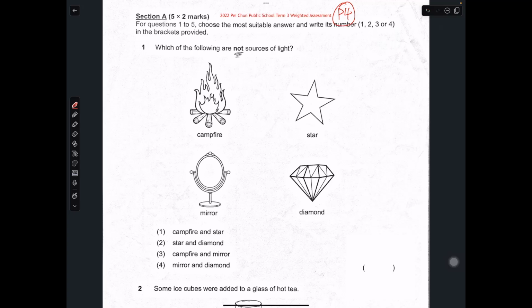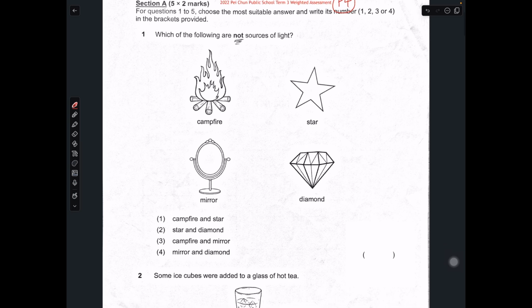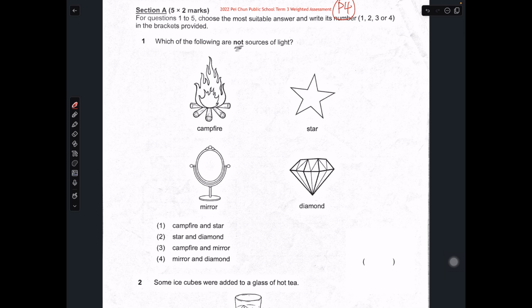Okay, welcome back. Today I'll be going through the Pei Chun Public School paper for P4. This is a term 3 weighted assessment. This paper is set in 2022. Most of the questions revolve around light and heat.